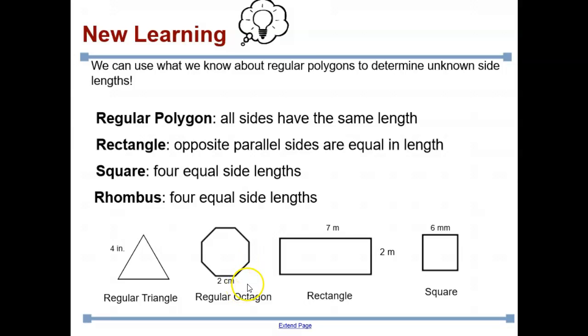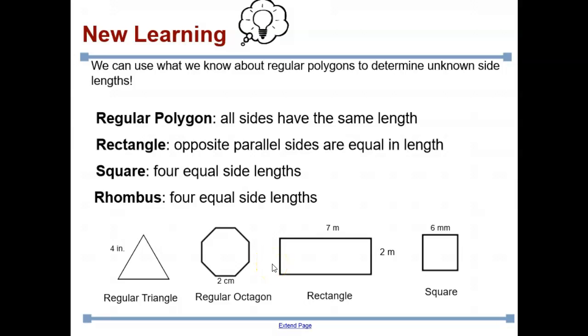Rectangles are just a little bit different. We know that rectangles have opposite parallel sides that are equal in length. So if this side length were 7 meters, its opposite parallel side length would also be 7 meters. If this side length were 2 meters, its opposite parallel side would also be 2 meters.